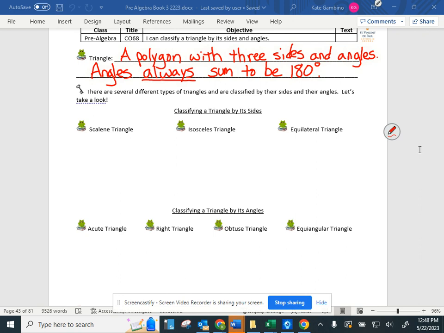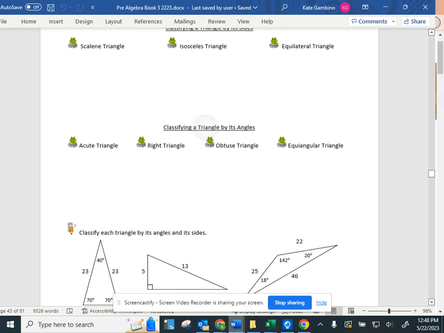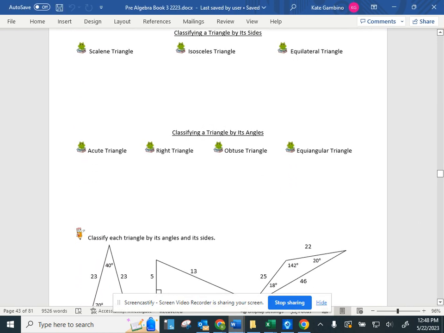So there are several different types of triangles. They are classified by their sides. Then there are triangles that are classified by their angles. So it's important to know, is this a side classification? Is it an angle classification? So let me scroll up a little bit. Classifying by its sides.